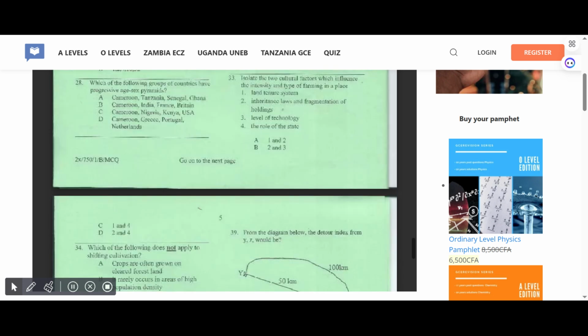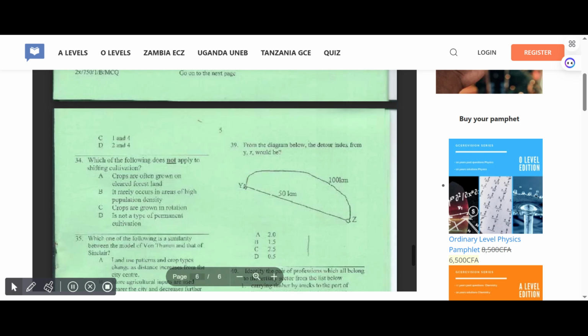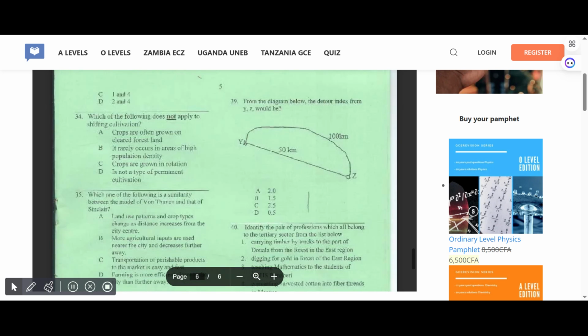33. Isolate the two cultural factors which influence the intensity and type of farming in a place. Correct answer is A, which is land tenure system. 34. Which of the following does not apply to shifting cultivation? Correct answer is B. It rarely occurs in areas of high population density.